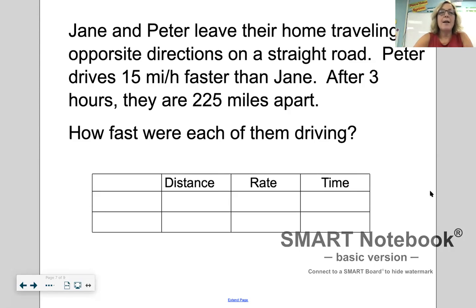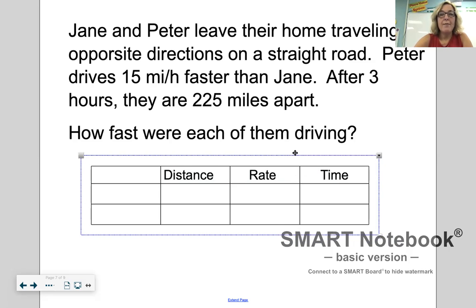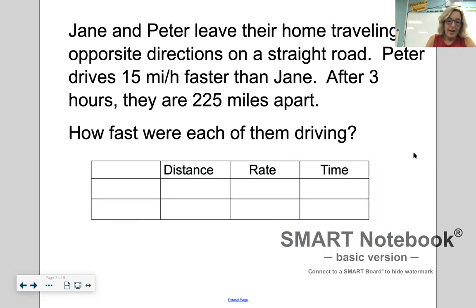So once again, set up the table, because this really is the very best way to keep yourself organized on these kinds of problems. Okay, so I would probably put their two names, Jane and Peter. Okay, what do we know? Well, we're trying to find the rate, right? How fast they were driving. So we have an unknown R, okay? But we do know that Peter is driving 15 miles an hour faster than Jane. So whatever Jane's rate is, Peter's would be 15 more than that.